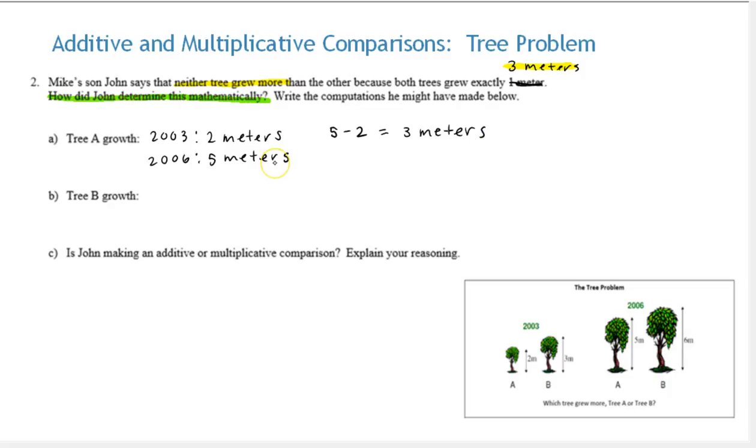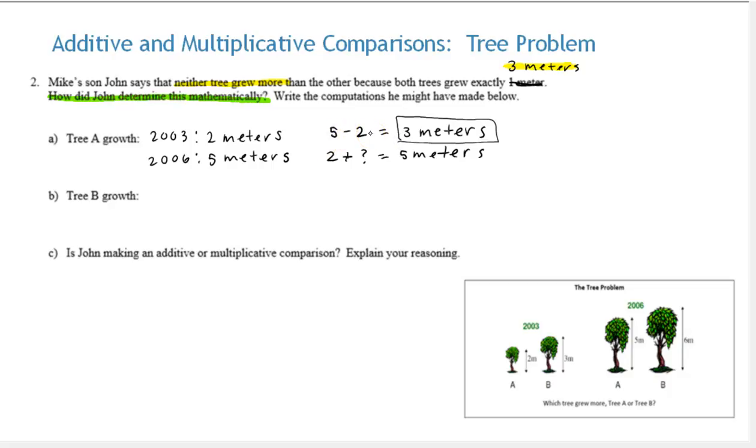And I also want to show you another way to think of it. We could say it was 2 meters, it grew by some amount, so we add on whatever amount it grew to get 5 meters. And the amount it grew is the amount we add on. And when we subtracted 5 minus 2, we found that amount, 3 meters. Okay? So tree A grew 3 meters by subtracting 5 minus 2.